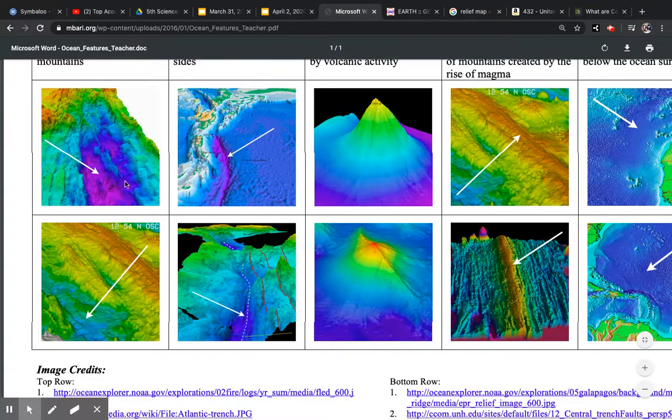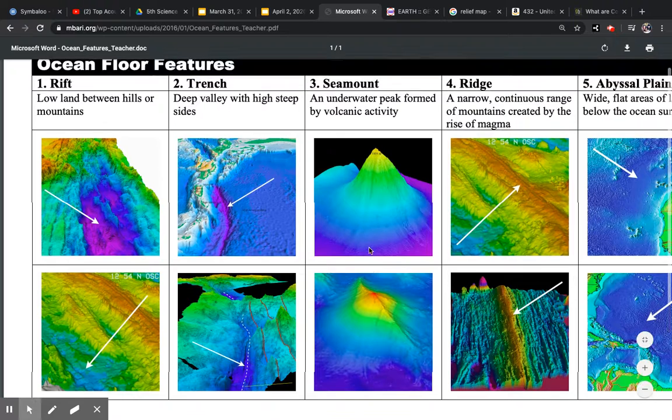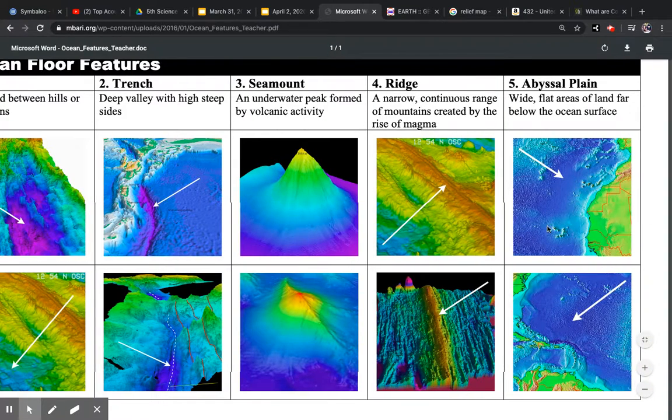I have some images right here. So the dark purple means it's really deep, and then the lighter it gets is kind of like a mountain. So right here is a trench. You can see how deep it gets. You can see a seamount, which is kind of like a mountain by itself. That red right there is very, very high, or down here is very deep. A ridge, so it's kind of like the mountain range. It's basically the opposite of the trench. An abyssal plain, which is basically like the plain outside that we see.